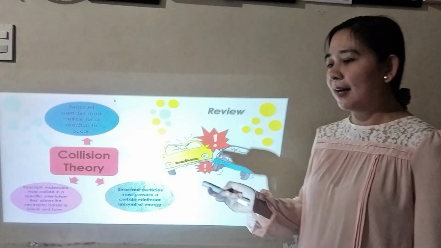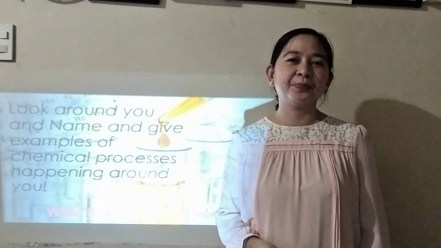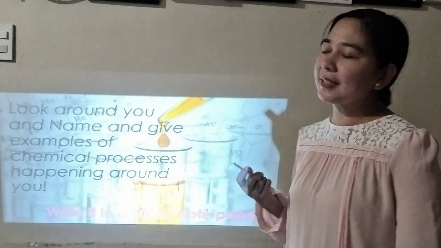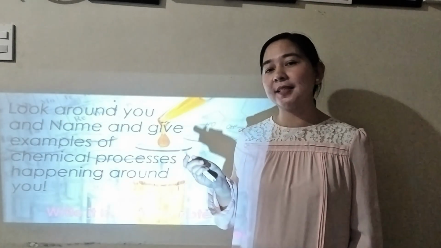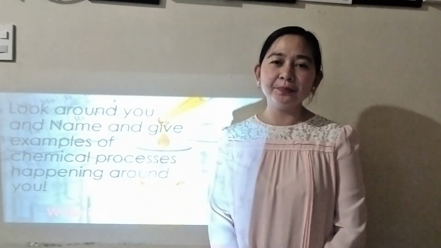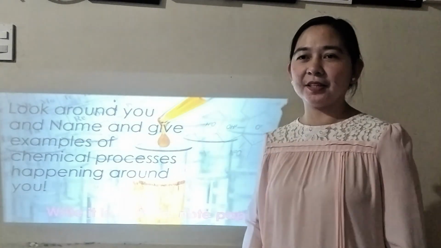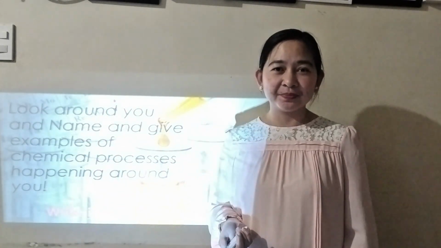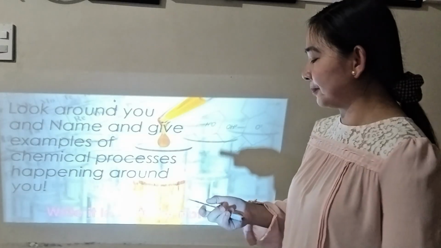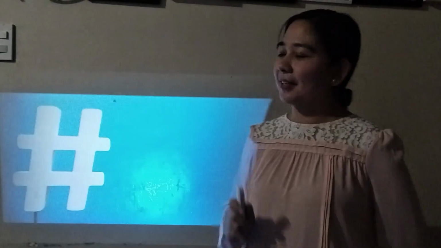All right, very smart. Let's have this. So look around you. Now and then, can you name me some examples of the chemical processes happening around you? Okay, you may take your sticky notes and write it there. I will give you a minute for that and then you may post your answer here on our board. Okay, great job, class. So here are some of the chemical processes.